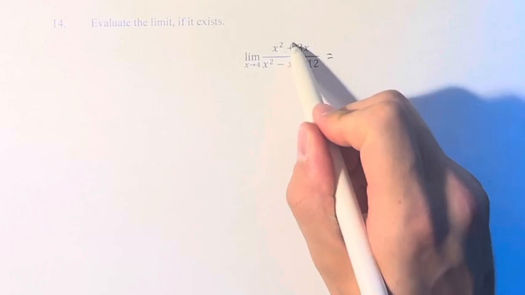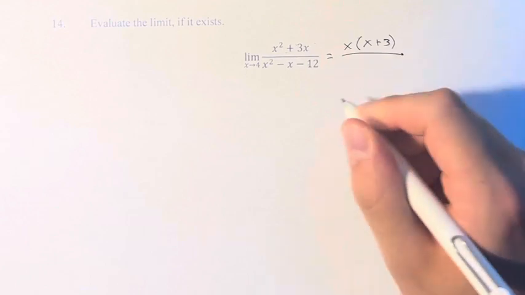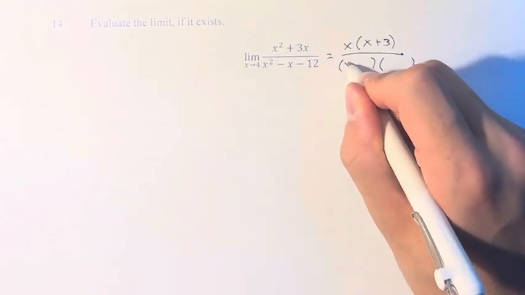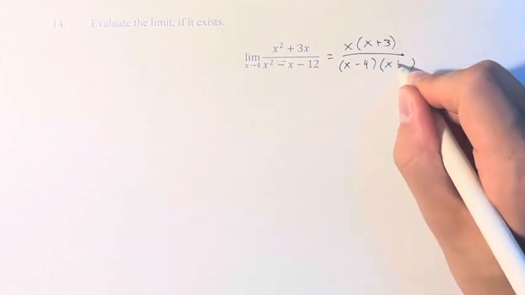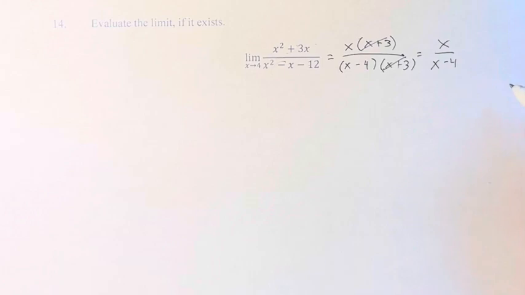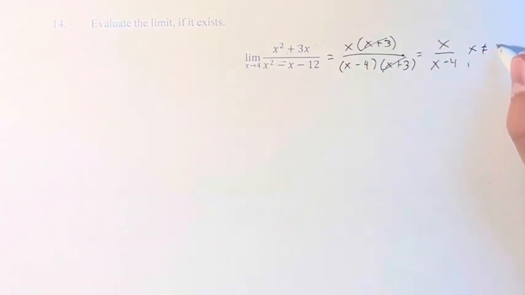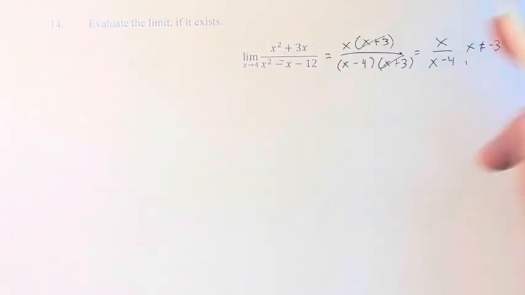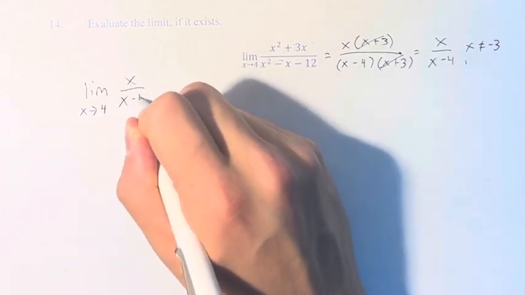So we can factor out an x up here, which leaves us with x times x plus 3. And here we have a trinomial, so we factor it like this, where we have two numbers that multiply to negative 12 and add to negative 1, that's negative 4 and positive 3. And you can see that this is equal to x over x minus 4. This is with the caveat that x cannot equal negative 3 because of the domain restriction we had. But that doesn't really matter because we're looking at numbers approaching 4. So we can just say that we're analyzing the limit as x approaches 4 of x over x minus 4.